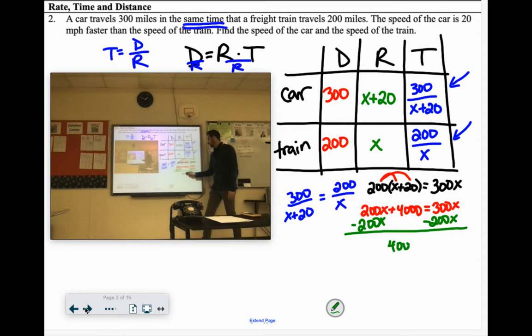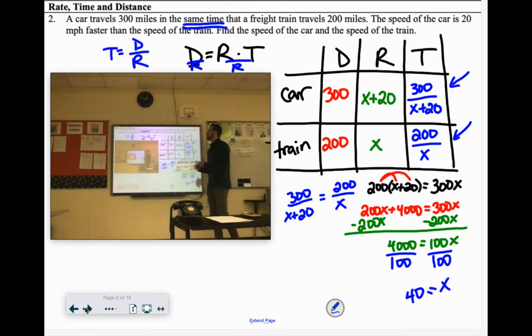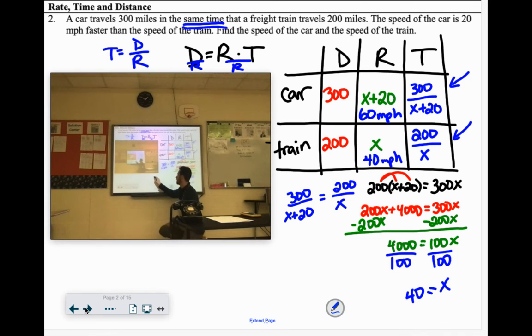So 4,000 equals 100x. And then we divide it by 100, and you're left with x equals 40. Now, it doesn't just say to find x, it says find the speed of the car and the train. Well, the train's speed is equal to x, so the train is going to be 40 miles per hour. The car is going 20 miles an hour faster than that, so 40 plus 20 would give us 60 miles per hour. So the car is going 60, and the train is going 40.